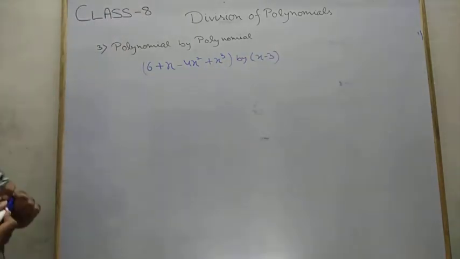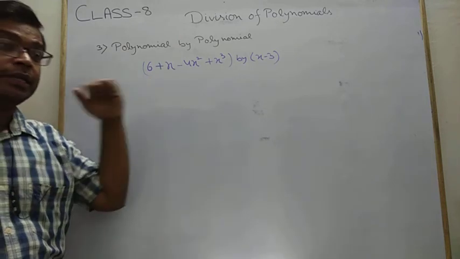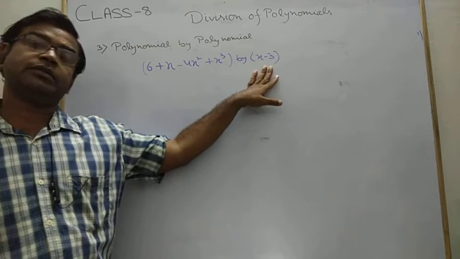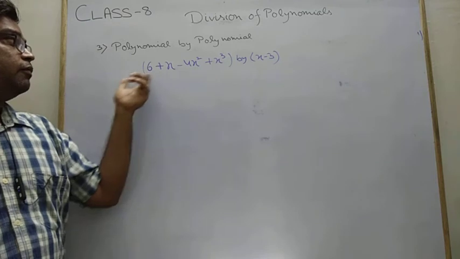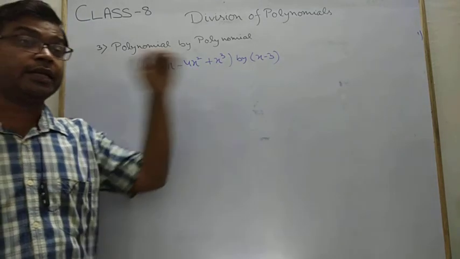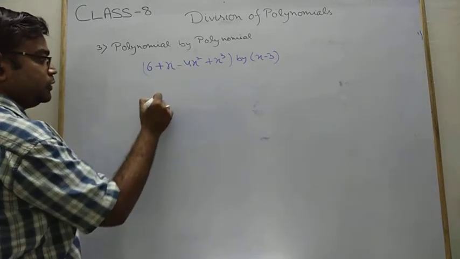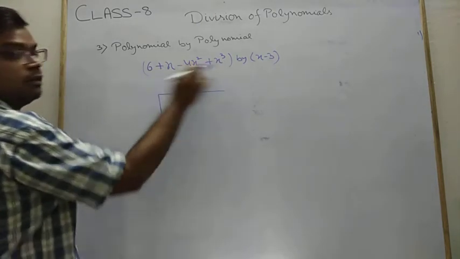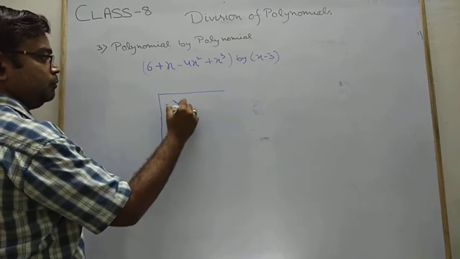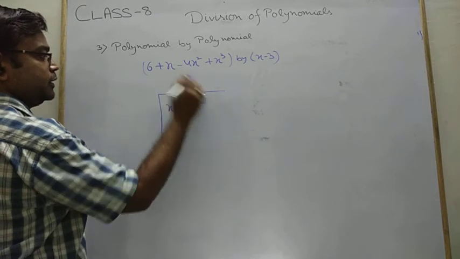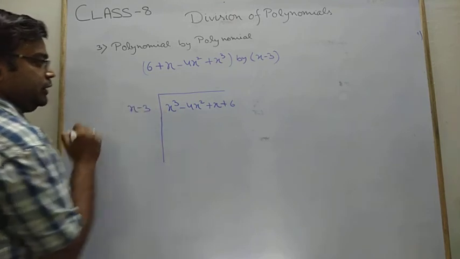See this question very carefully. In this case, the terms are arranged in increasing order of degree, but what I told you is to arrange each expression in decreasing order of degree. So we change the place of terms from higher degree to lower degree. It is plus x cube minus 4x square plus x plus 6, divided by x minus 3.